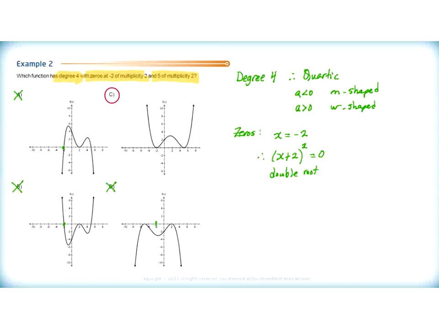Let's look to see if the other condition also applies. We're told that it has another 0 at x equals 5, and because it is of multiplicity 2, we know that x minus 5 will be raised to the power of 2 to equal 0. And again, there will be another double root in which the graph of the polynomial function is tangent at 5. And that is the case in part C.